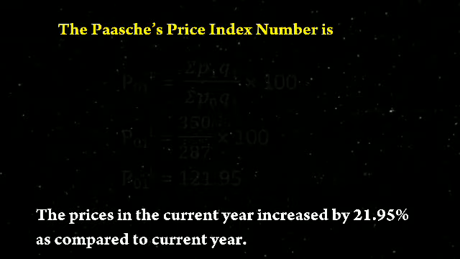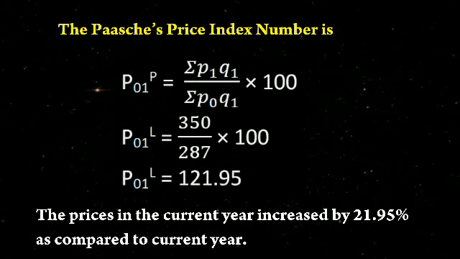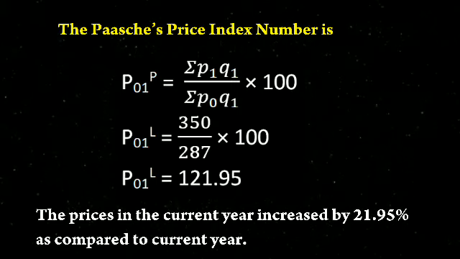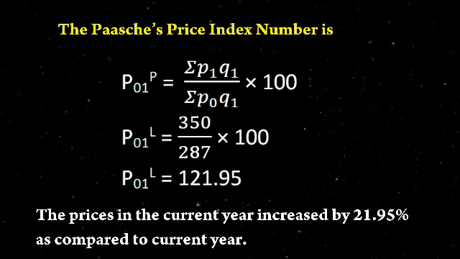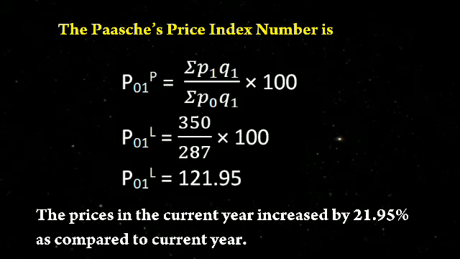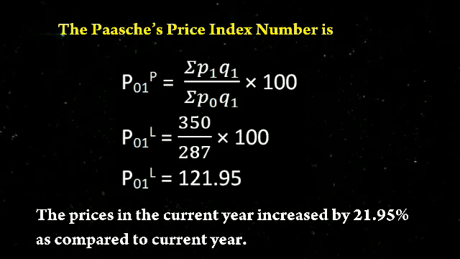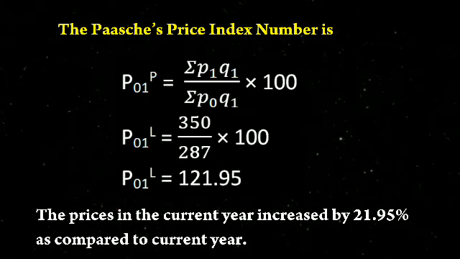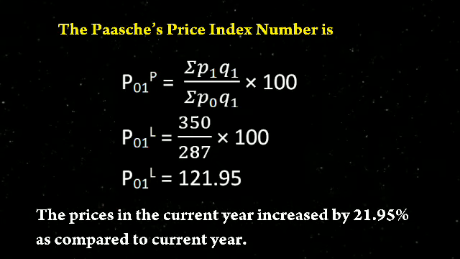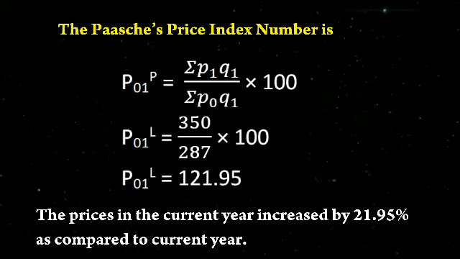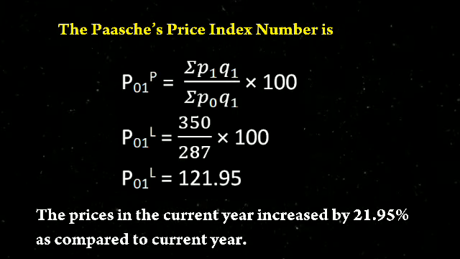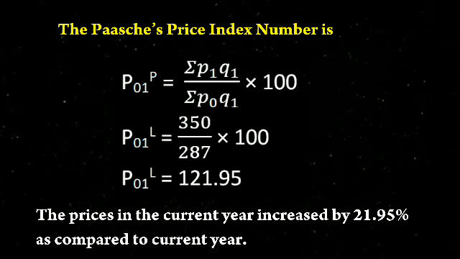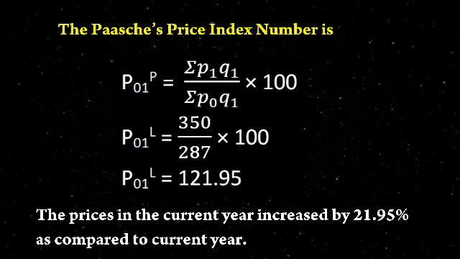The purchase price index number is P01 of P equal to sigma P1 Q1 divided by sigma P0 Q1, multiplied by 100. Substitute in the formula, that is equal to 350 divided by 287, multiplied by 100. And the answer is 121.95. Therefore, prices in the current year increased by 21.95% as compared to the base year.